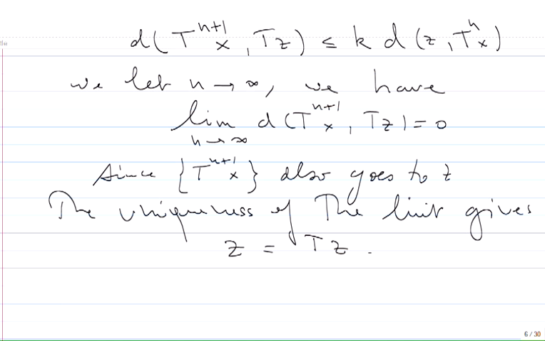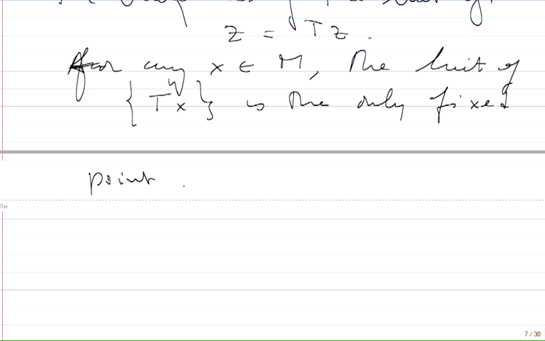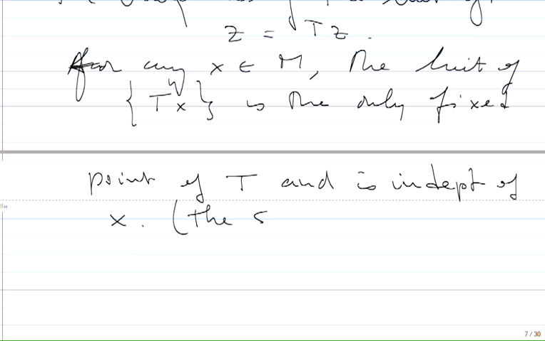We have seen previously that T cannot have more than one fixed point. So this tells us that for any x in M, the limit of T^n of x is the only fixed point of T, and is independent of x, the starting point of the iteration.